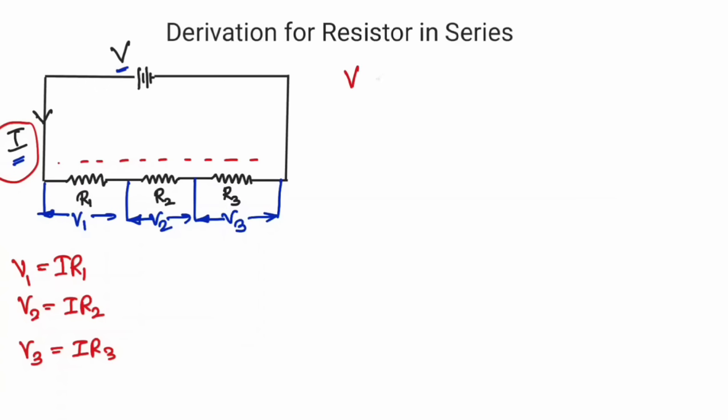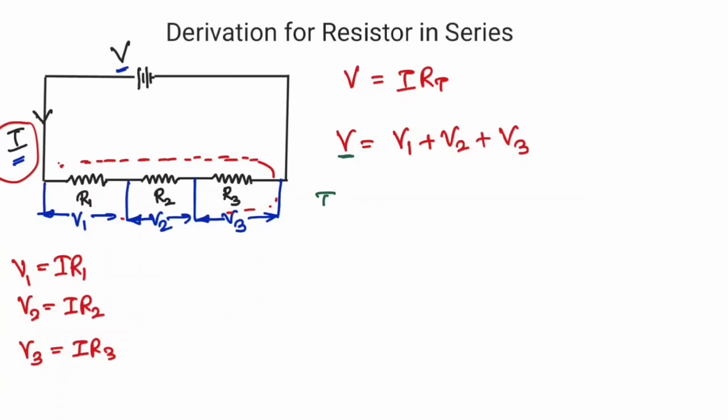And the total voltage will be I into total resistance. Let's say this is the total resistance, R1, R2 and R3 as a total resistance. So my V would be V1 plus V2 plus V3, and my total V is I into RT. V1 is I into R1, V2 is I into R2, V3 is I into R3.